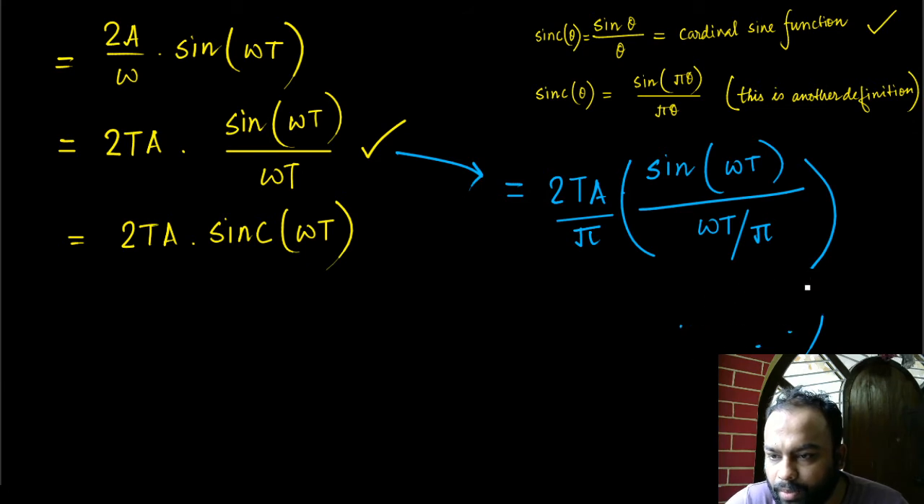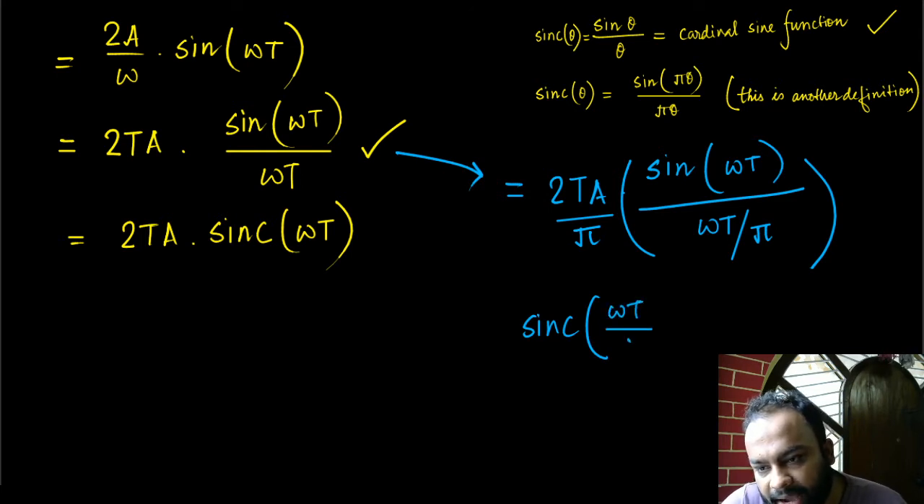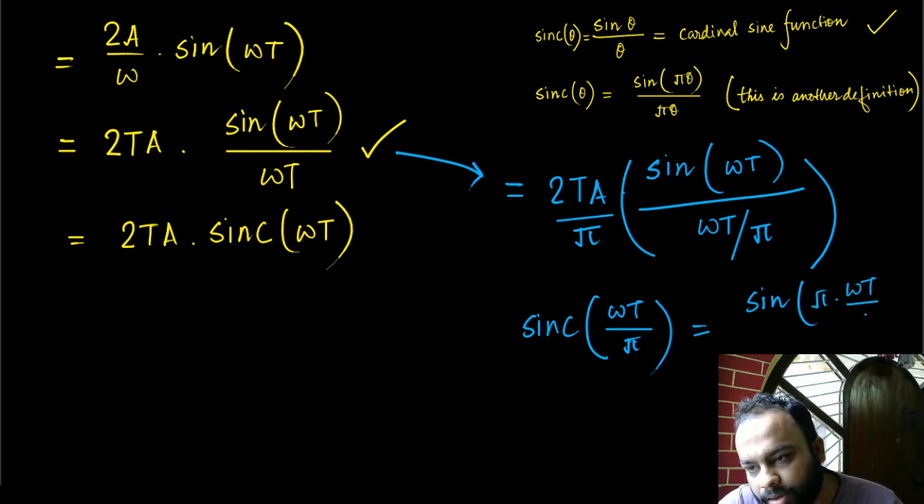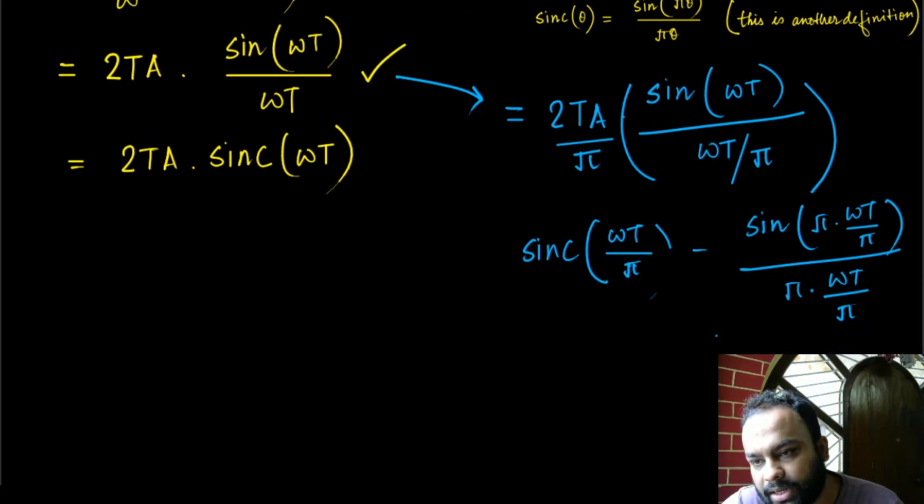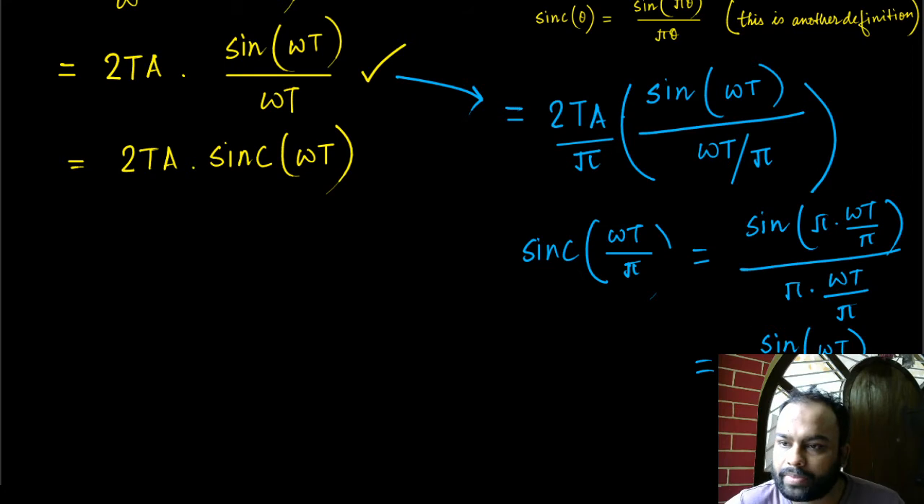So just to let you know what happens: if I have sinc omega t by pi in this definition, then I have sine of pi times omega t by pi, divided by pi times omega t by pi. So I don't have this pi, and I literally have sine omega t by omega t. Yeah, sure, no pi. So yes, I already have this, and this can be simply written as this.